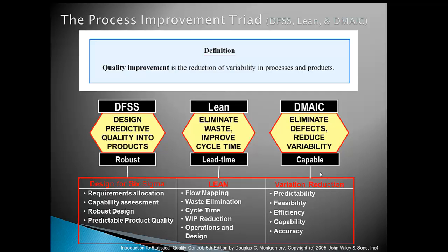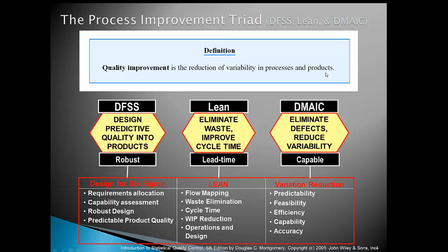Then we have, in addition to designing for Six Sigma, I want to talk about how that relates to productivity improvement. So you can read all the information here. I'm going to talk about it just briefly. We've already talked about quality. The definition of quality is inversely proportional to variability.